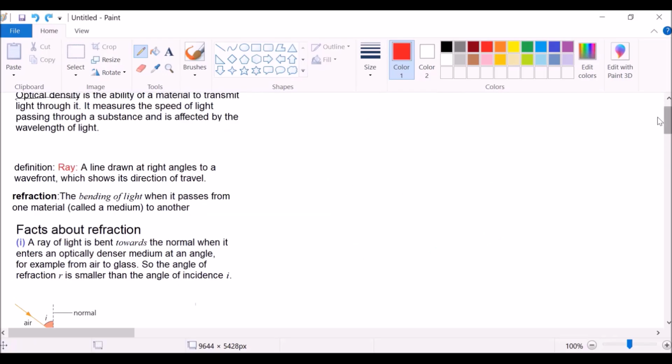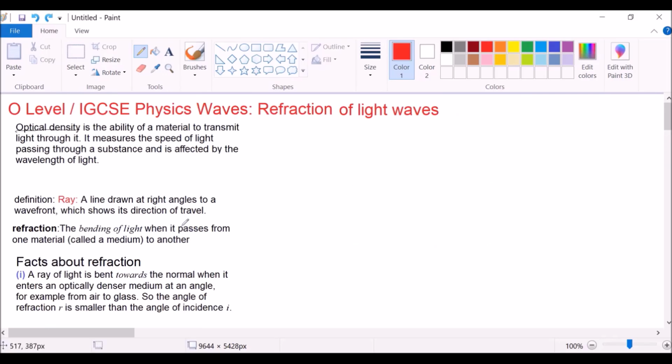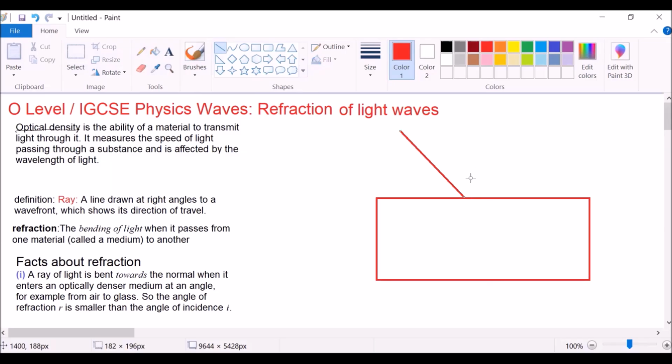Refraction. Refraction is the bending of light when it passes from one material or medium to another. Let's say light comes at an angle like this, incident light from air into glass. These are two different media. We have a normal like that. A normal is a line that is drawn perpendicular to the surface. This is our angle of incidence. So we have our normal and our incident ray. This is our angle of incidence, which we call I.